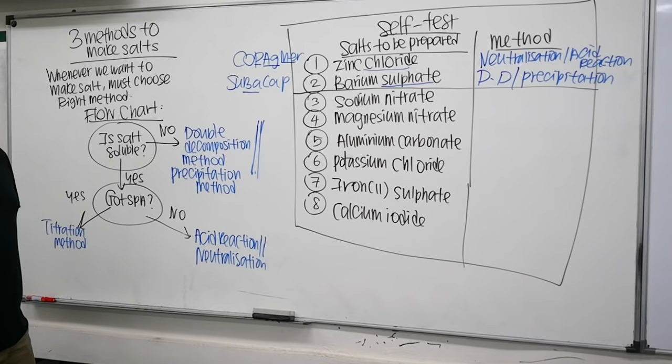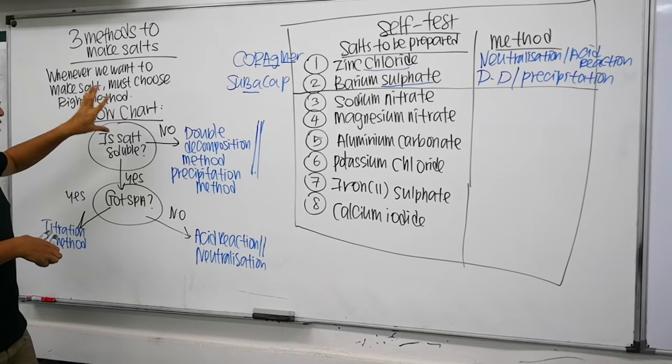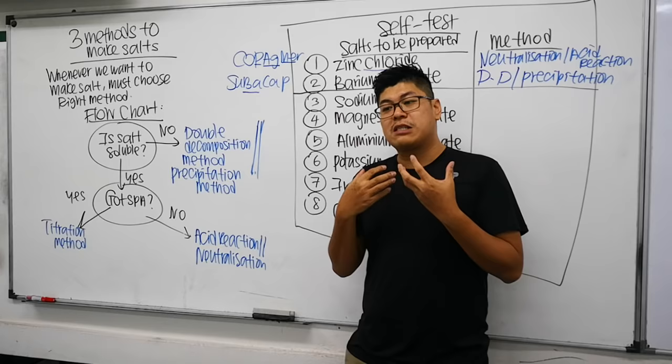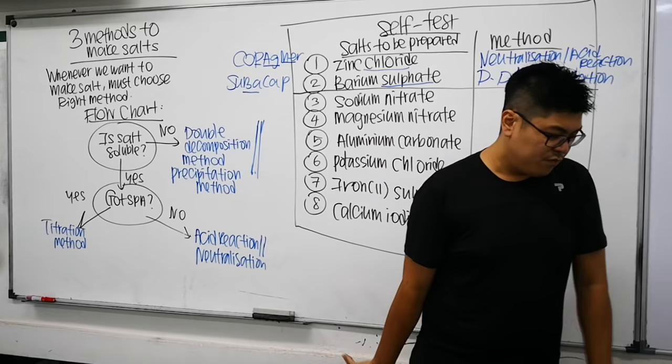Alright, for the rest of you, can you try to do questions 3 to 8? Just try, follow this flow chart. Every time you want to make a salt, ask yourself two questions. Question number one: is the salt I want to make soluble or not? Question two: does the salt have spar or not? From there, choose the right method. You get the picture? Now, just try it.